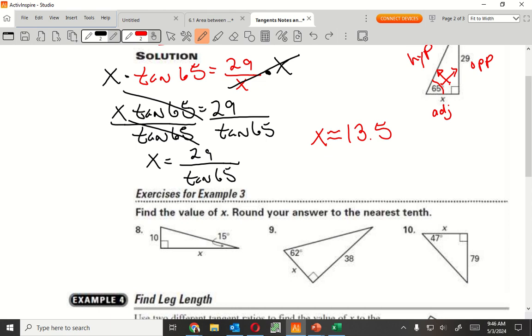Look at my reference angle. Reference angle's there, so that side over there is... Okay, if your reference angle's here. Yeah, there we go. See it?